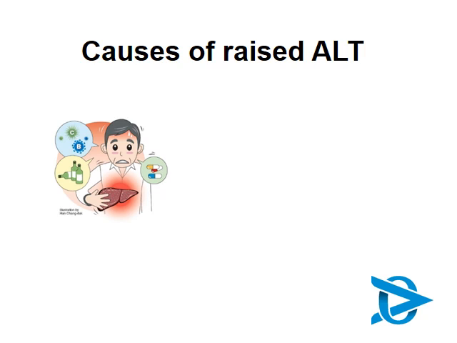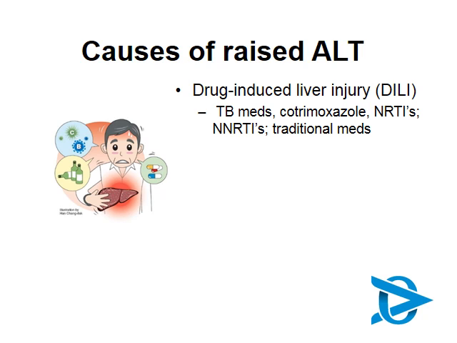So let's just look at what are the things we're going to consider if we have a child on TB treatment or on ARVs and we notice that the ALT is increasing. And our first big concern is always a drug-induced liver injury. A lot of the medication we use, our TB medication, our cotrimoxazole, our NRTIs and our NNRTIs, a lot of traditional medication can contribute to putting extra strain on the liver. And unfortunately, if we do not manage that promptly, it can potentially be fatal.